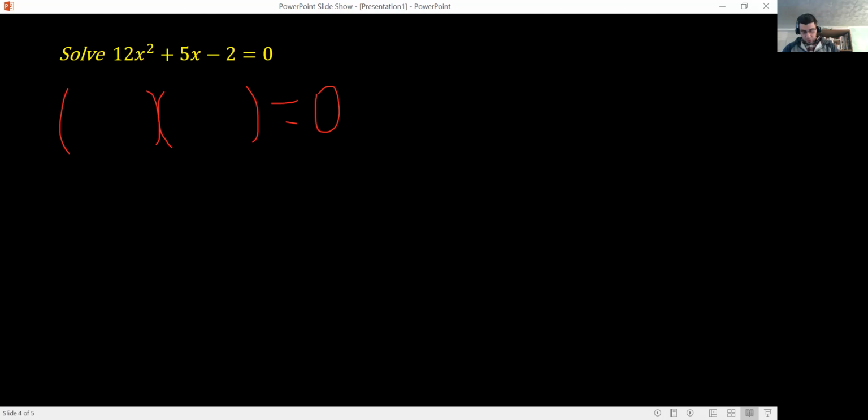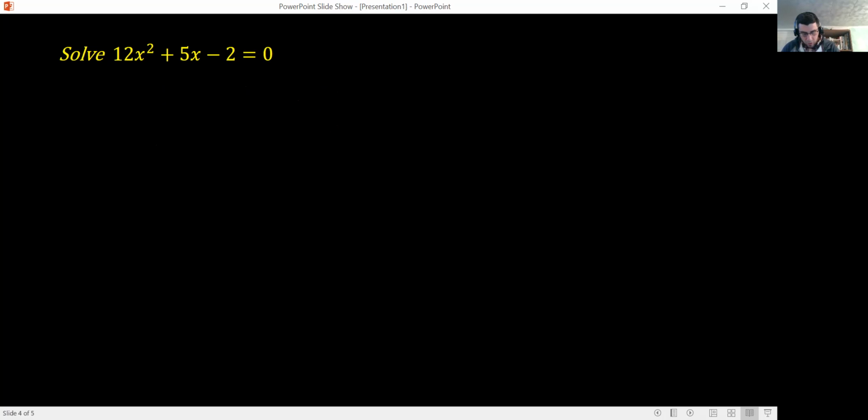So the method I'm going to show you is by far the easiest method I've ever seen for solving a quadratic equation by factoring where the leading coefficient is not 1. Some teachers show you how to do this by guess and check, but this method will get you to the right answer the first time.